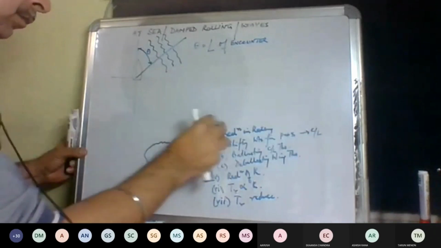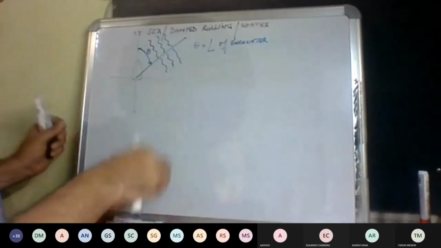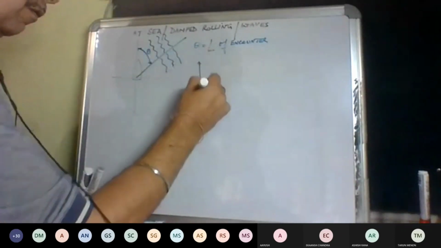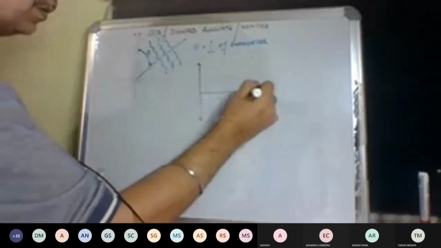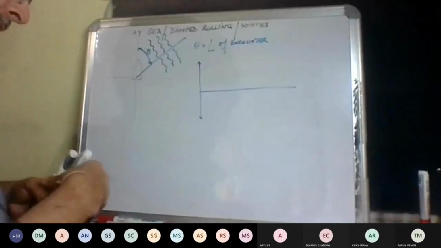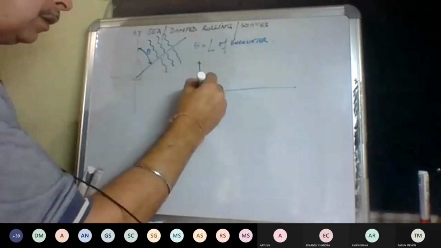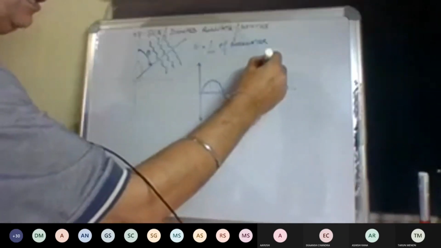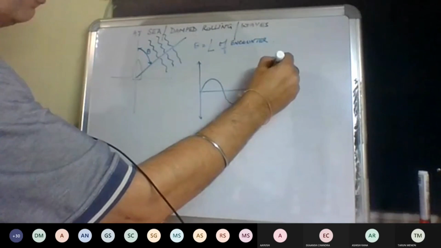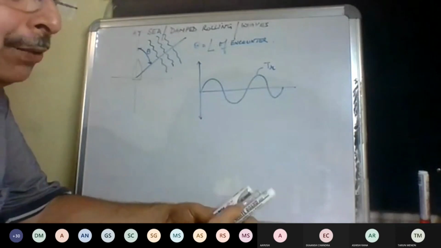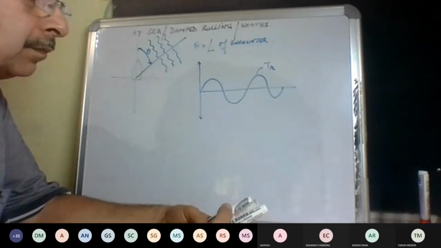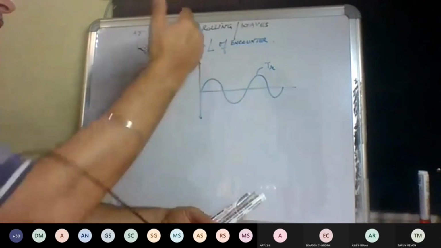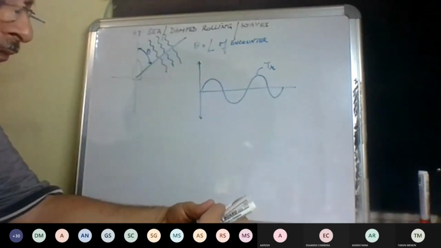So if this be the TR, the time period of roll, the natural roll period of the vessel. And there is a certain time period of the waves also which is hitting my vessel.